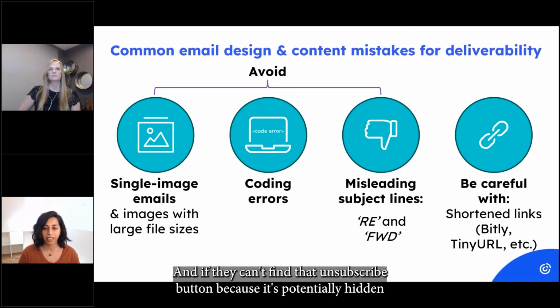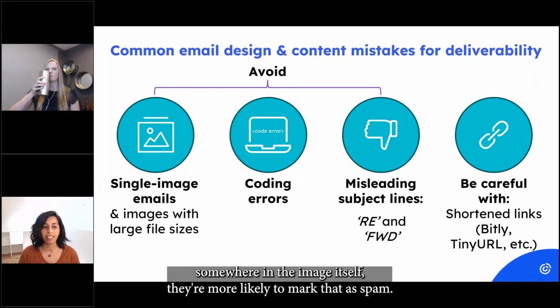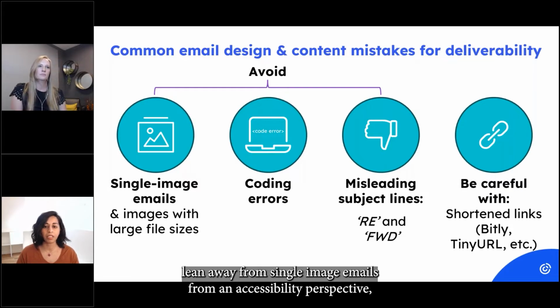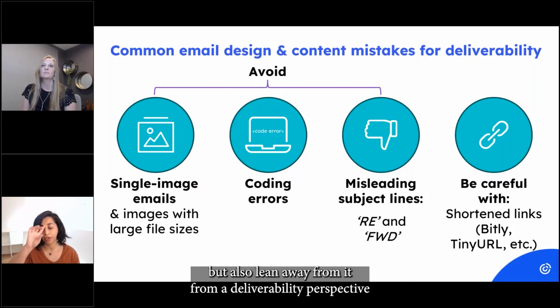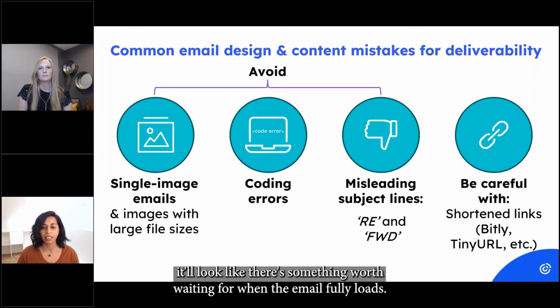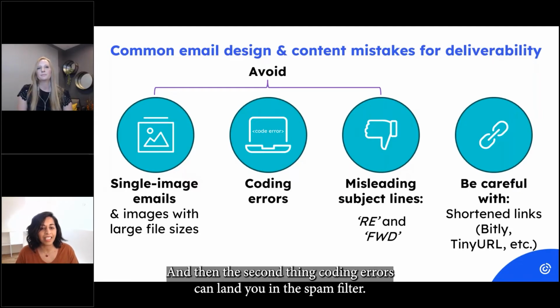And if they can't find that unsubscribe button because it's potentially hidden somewhere in the image itself, they're more likely to mark that as spam. So while I would suggest, yes, definitely lean away from single image emails from an accessibility perspective, but also from a deliverability perspective, and ensure you have a good balance between images and live text, because as the email loads, if they can see some live text, it'll look like there's something worth waiting for when the email fully loads. And then the second thing, coding errors can land you in the spam filter.